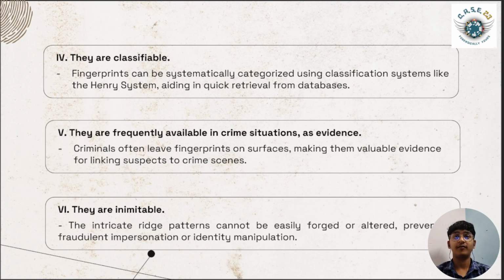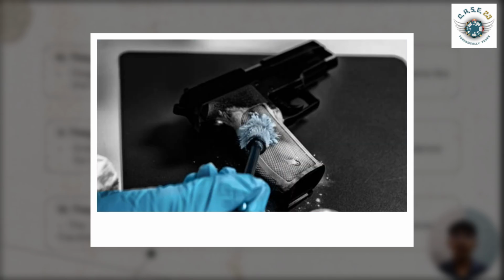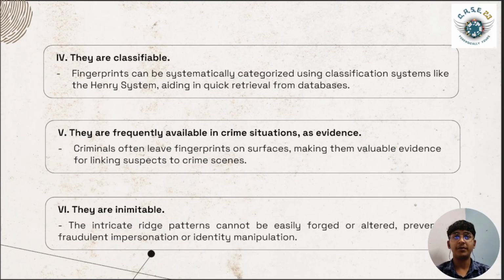Then we have the fact that fingerprints are frequently available in crime scenes. Criminals unknowingly leave behind silent witnesses, their fingerprints, on surfaces like glass, doorknobs, or even weapons. A single print can place a suspect at the crime scene, providing crucial evidence that helps investigators crack cases wide open. And finally, fingerprints are inimitable.